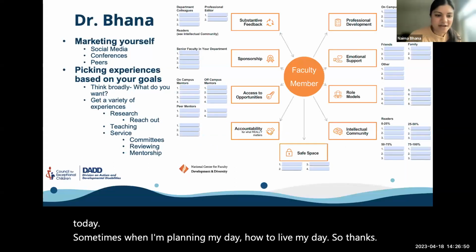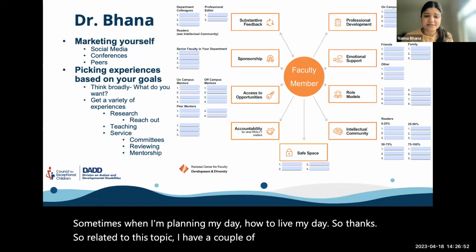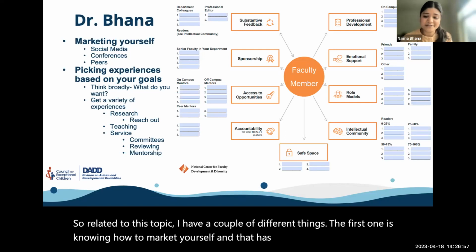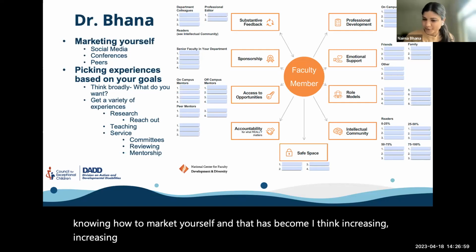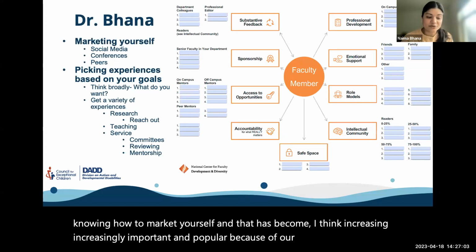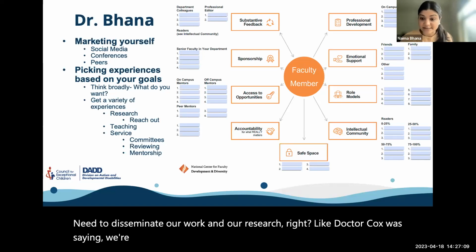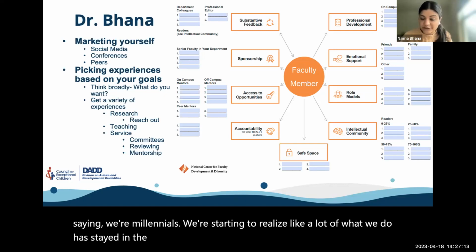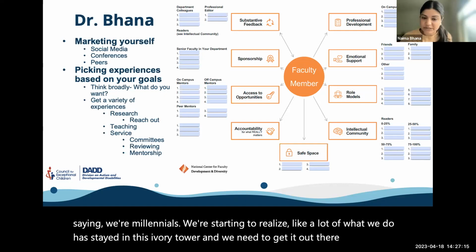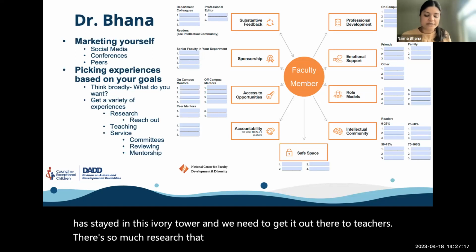Yeah, so related to this topic, I have a couple of different things. The first one is knowing how to market yourself. And that has become, I think, increasingly important and popular because of our need to disseminate our work and our research, right? Like Dr. Cox was saying, we're millennials, we're starting to realize a lot of what we do has stayed in this ivory tower and we need to get it out there to teachers. There's so much research that goes unnoticed. So a lot of us are trying to market ourselves.